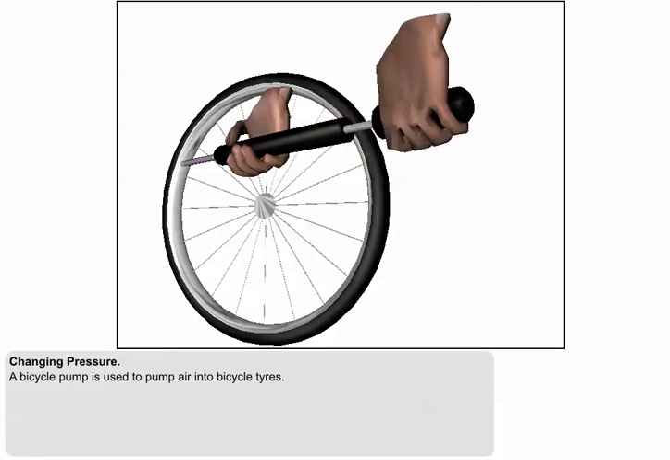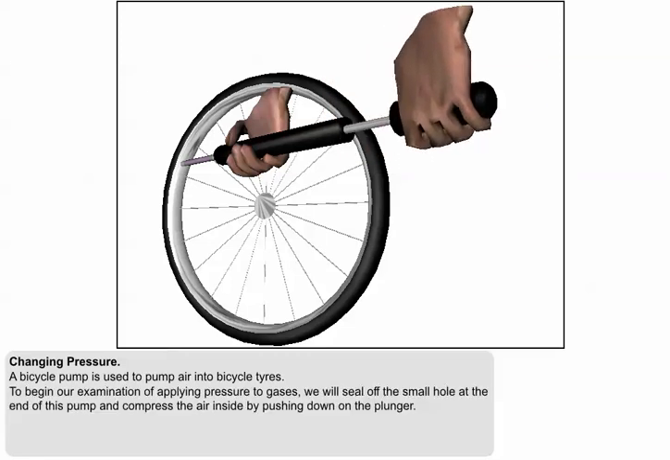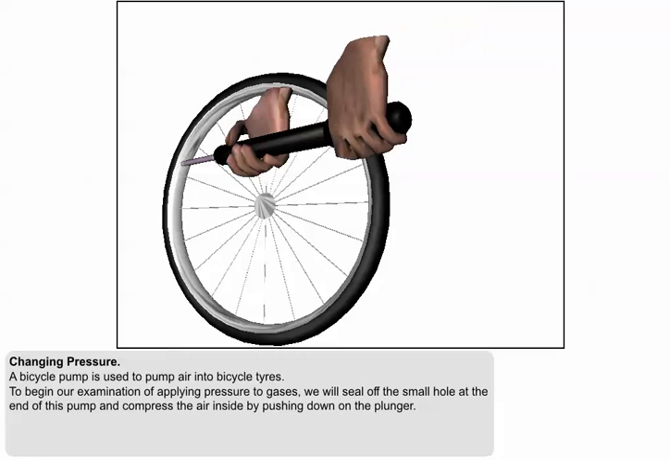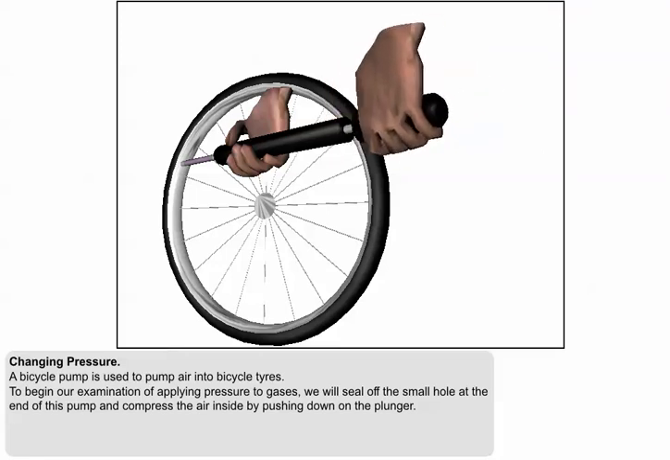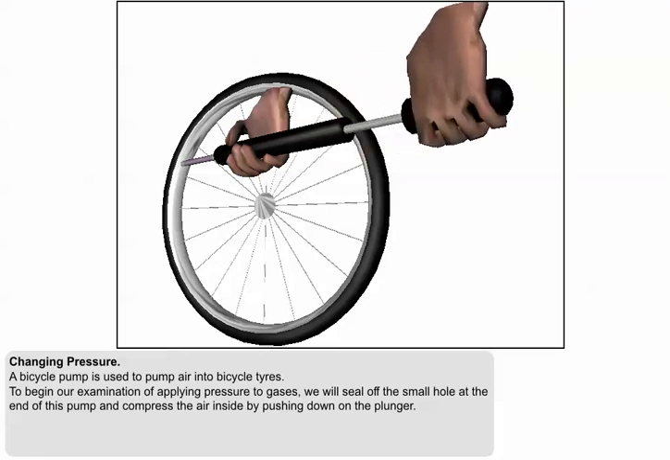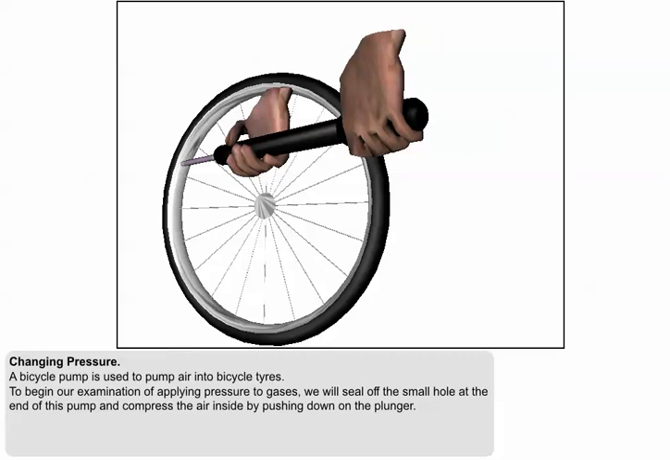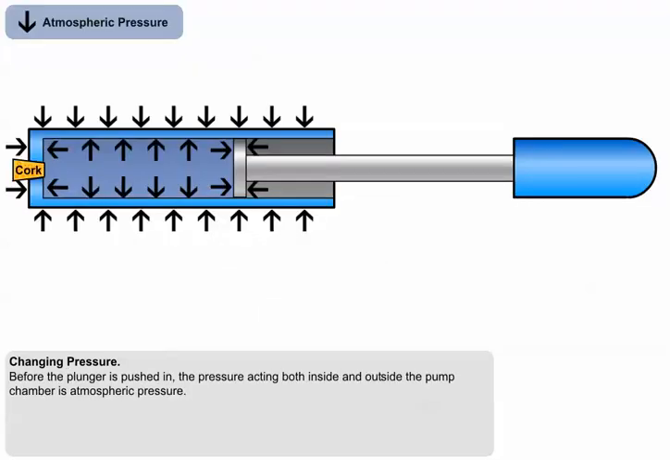To begin our examination of applying pressure to gases, we will seal off the small hole at the end of the pump and compress the air inside by pushing down on the plunger. You've probably done this for yourself many times. But before any force is applied to the plunger, the pressure inside and outside the pump is atmospheric pressure.